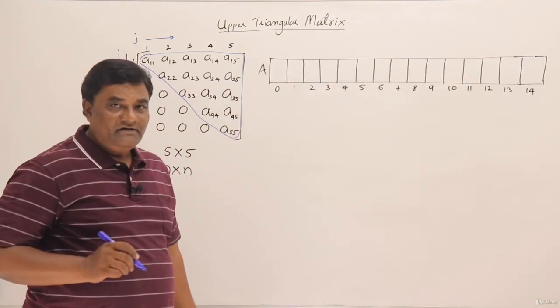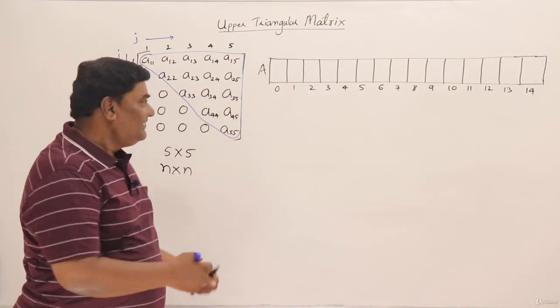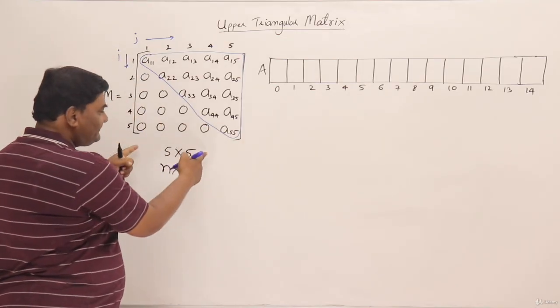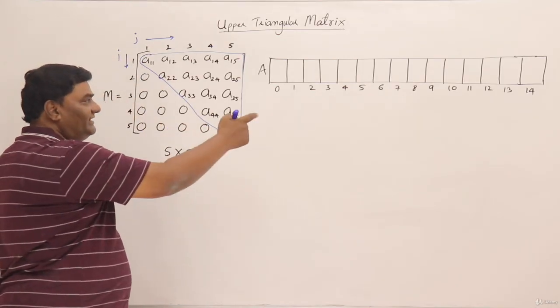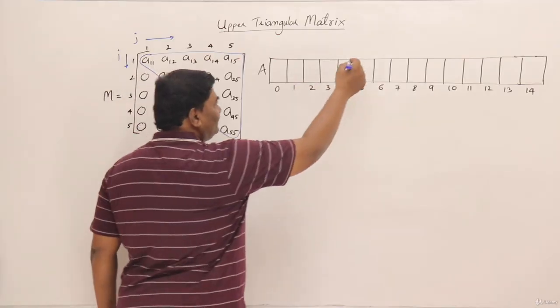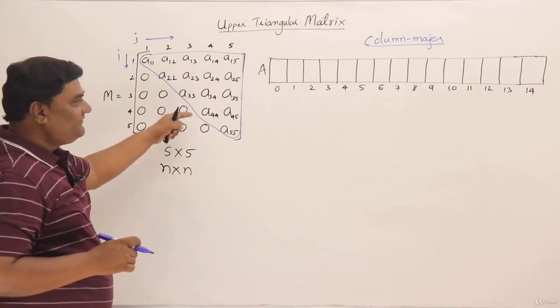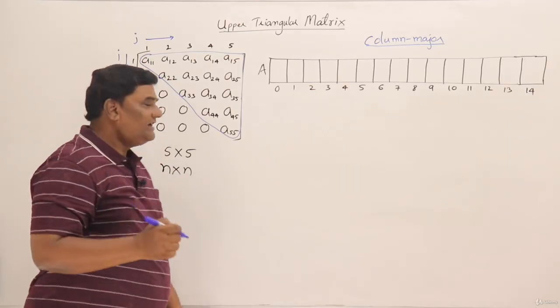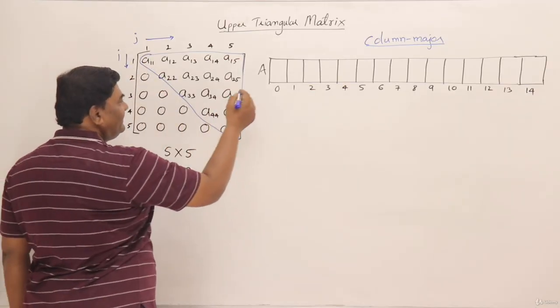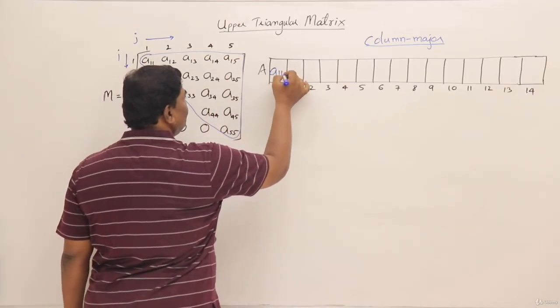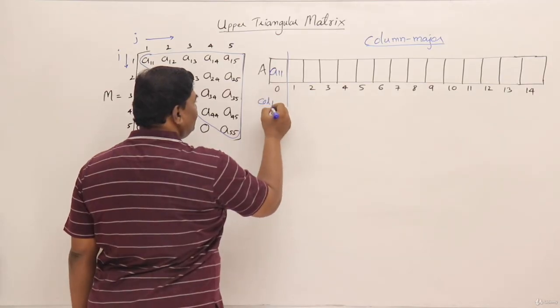Now let us look at column major mapping, storing an upper triangular matrix that is two-dimensional in a single dimension array, column by column. So column by column I will be filling the elements. The first column is having just one element, that is A11. So this is column 1.